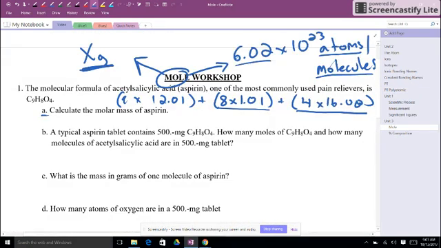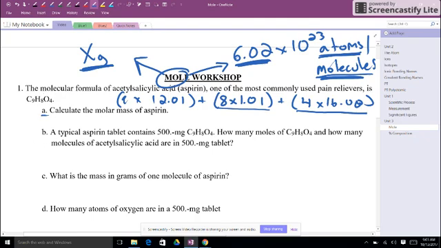Now, the second thing a mole is equal to is 6.022, and I usually limit it to 6.02, times 10 to the 23rd power particles. And these particles, for chemistry's sake, are going to be atoms or molecules, most likely. Now, let's look at problem number 1 here.